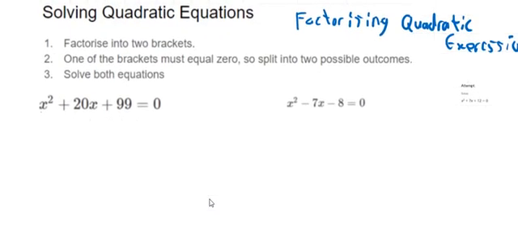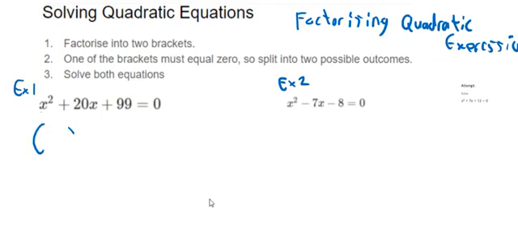So solving quadratic equations: factorize into two brackets. Then one of the brackets must equal 0, so split into two possible outcomes and solve both equations. We're actually going to get two answers for these, so for most of them anyway, we're going to get two possible answers. So let's look at the first one.